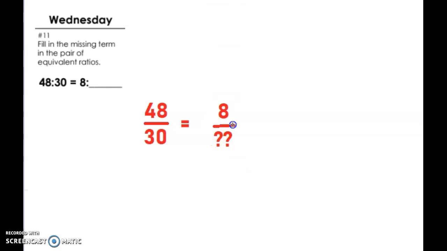This is what we're trying to figure out. So what I can do is figure out, how do I go from 48 to 8? What did I have to do? And you can even go the other way around. So 8 times what equals 48? Because whatever that number is, it's the same as 48 divided by that number. So I know 8 times 6, if I know my math facts, is 48, right?